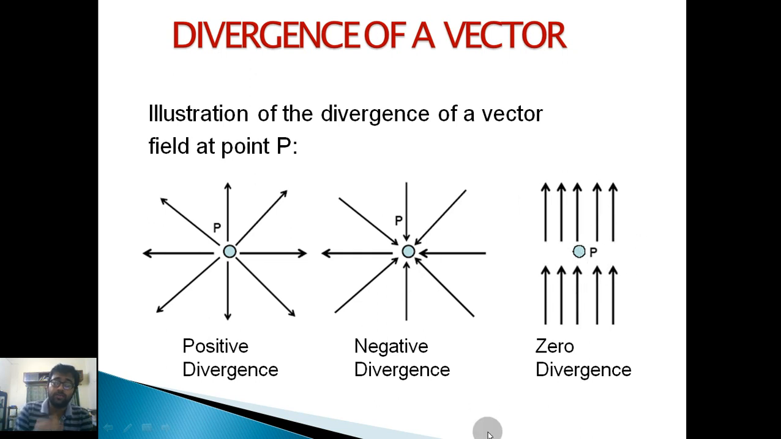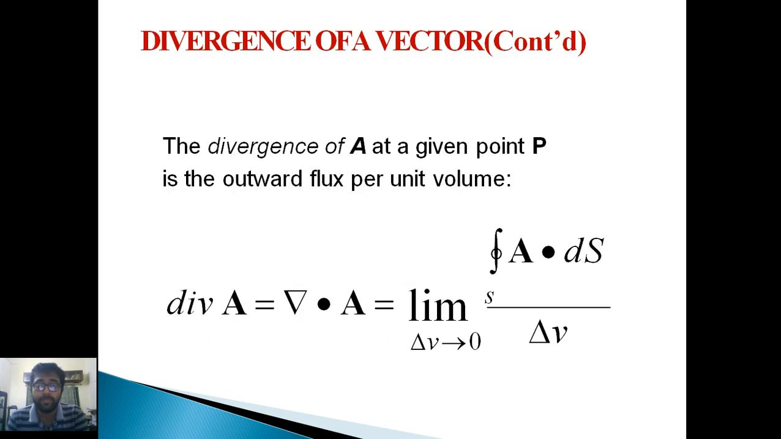Divergence means the diverted vector field from the specific element P. If the direction of the vector elements is going outward from the point, it is described as positive divergence. If the direction of the vector quantities is inward, towards the point P or the element P, it is described as a negative divergence. So let's go to the next slide.